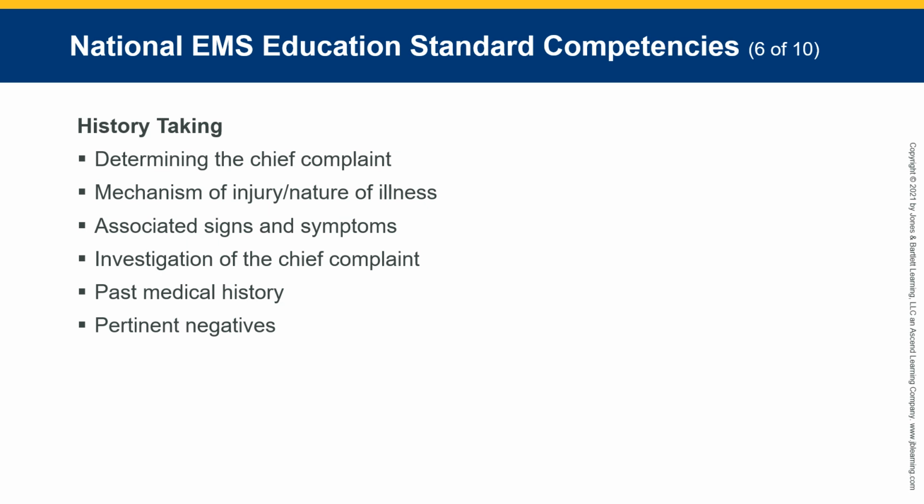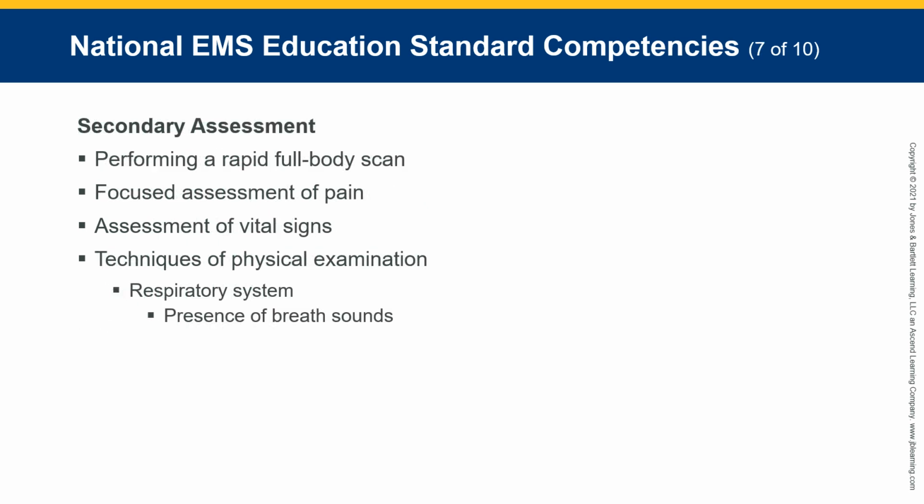Mechanism of injury, nature of illness. So MOI, NOI, you'll see it abbreviated like that every now and then. Mechanism of injury is for trauma. Nature of illness is for medical. Associated signs and symptoms. Investigate the chief complaint, past medical history, and pertinent negatives. We're going to deep dive into these in just a minute.